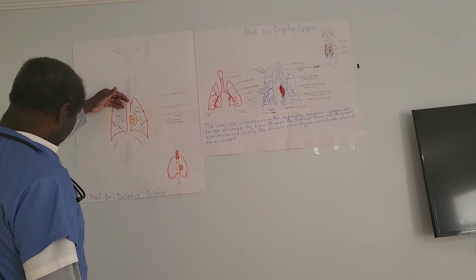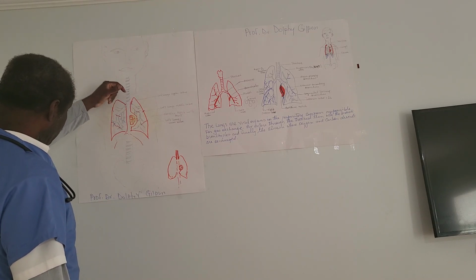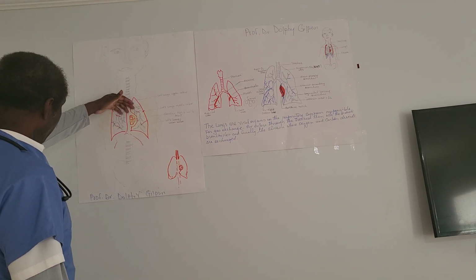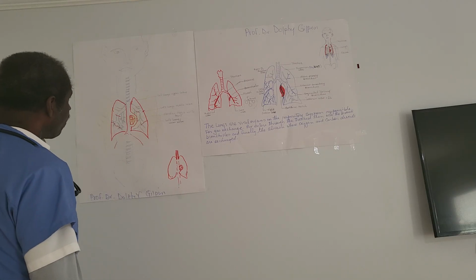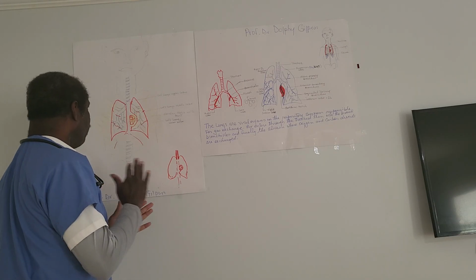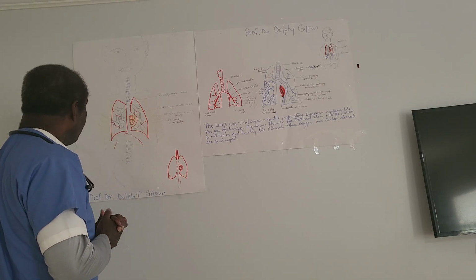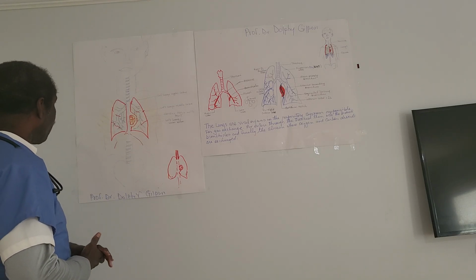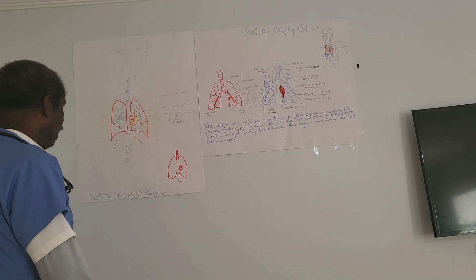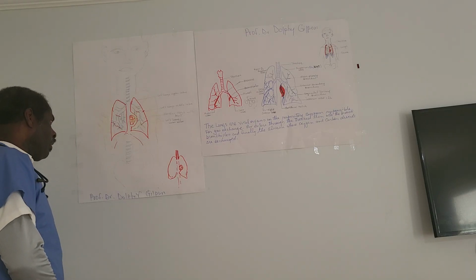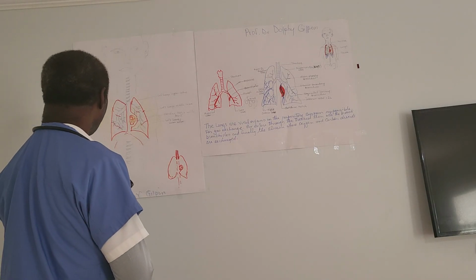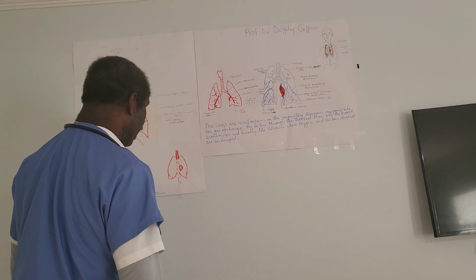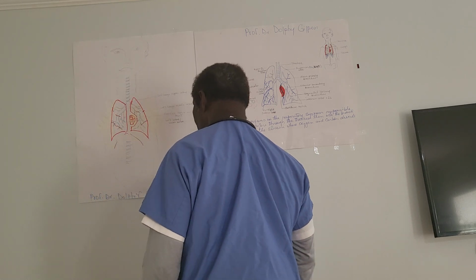We have the trachea, the main bronchus, two would be bronchi, and the bronchi are subdivided into the primary bronchus, secondary bronchus, tertiary bronchus, then into the bronchioles, and then into the alveoli. And in the alveoli, we have the gas exchange taking place.